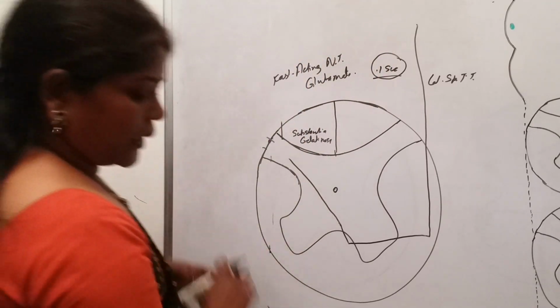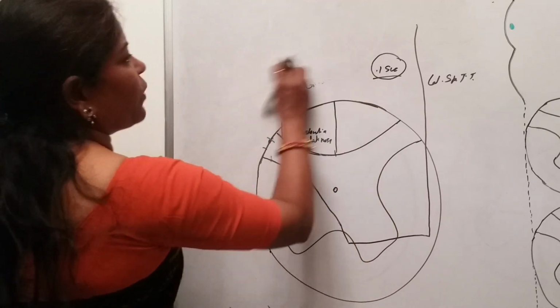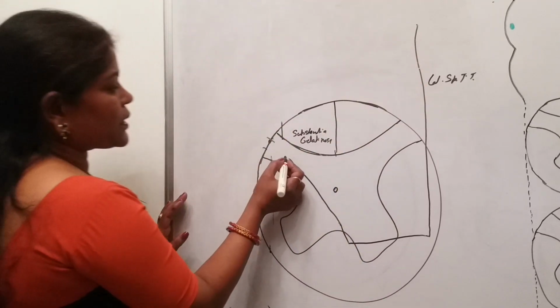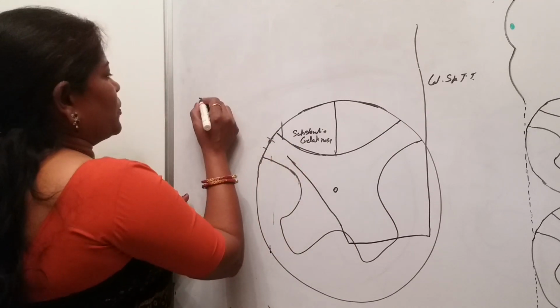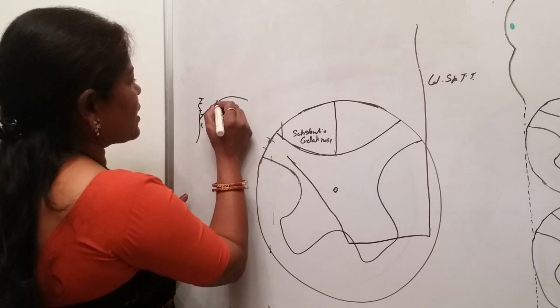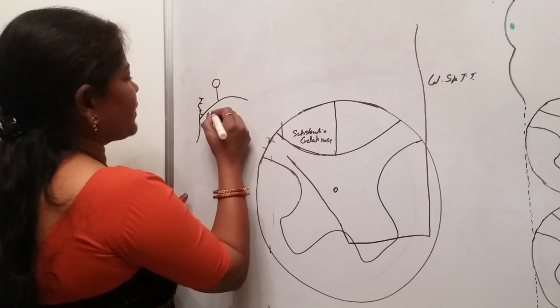But what about the slow pain fibers? What do they do in the conduction of the central nervous system? The slow pain fibers, the C fibers.